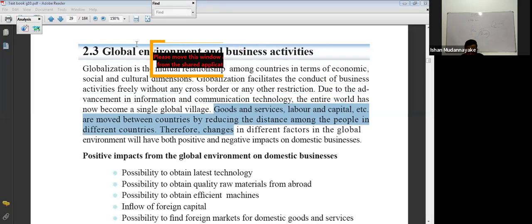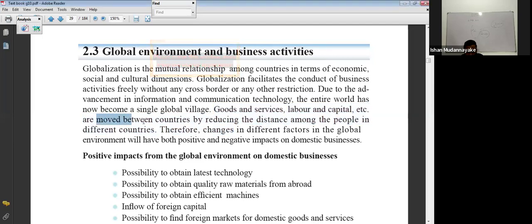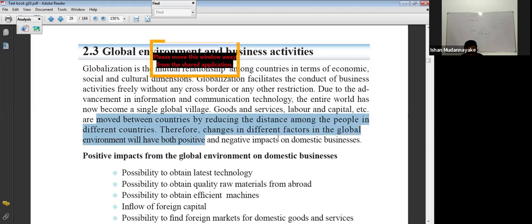Danuja, read the next sentence. Goods and services, labor and capital, etc. are moved between countries by reducing the distance among the people in different countries. Therefore, changes in different factors in the global environment will have both positive and negative impacts on domestic businesses.